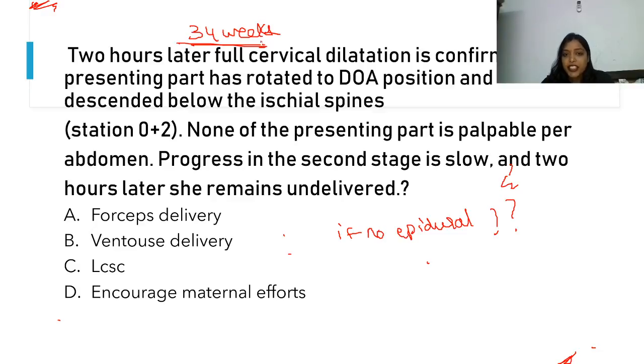That is second stage labor. I wanted you to know how much time you can wait for the second stage with epidural and without epidural. Then I tried to find out whether you know that you can use vacuum or forceps in preterm and not in preterm, as well as the occipito-posterior position. So this question was a combination of 3 topics. That is how they try to ask you.